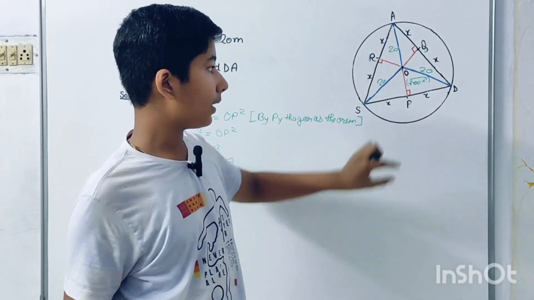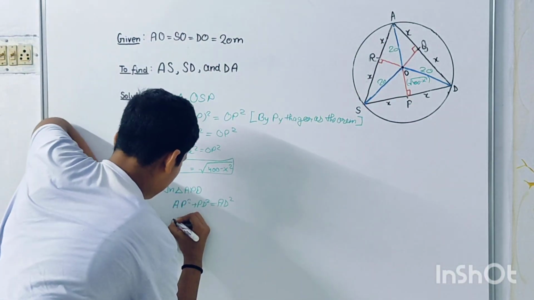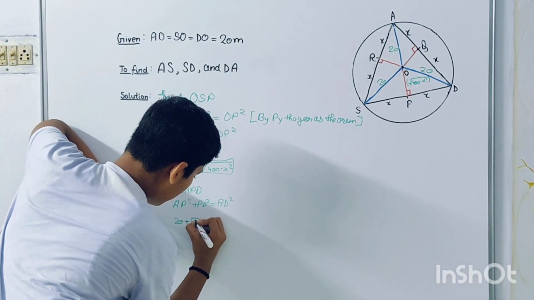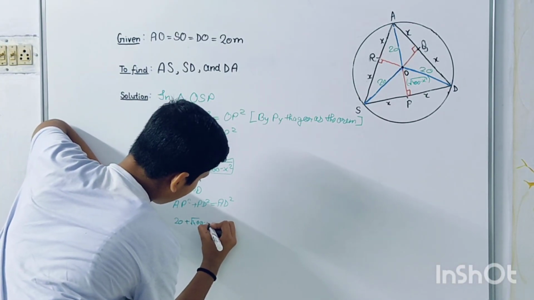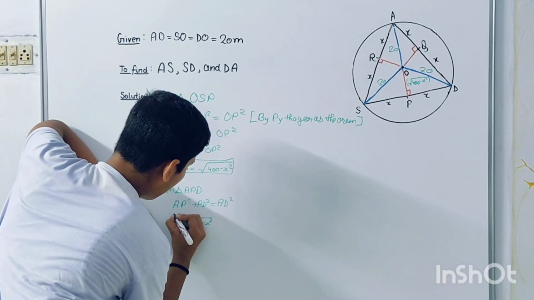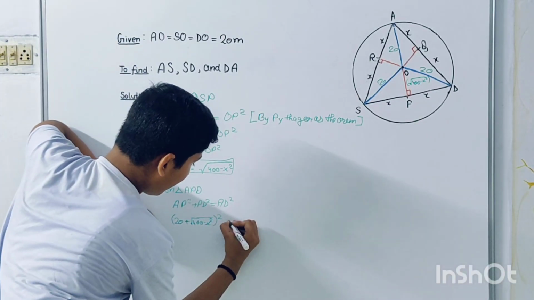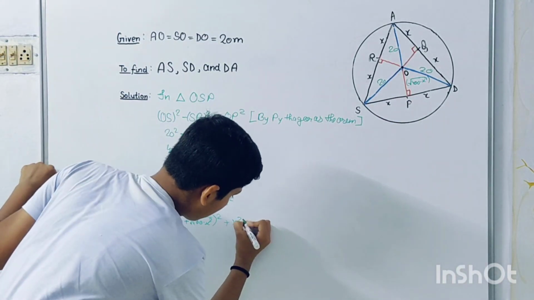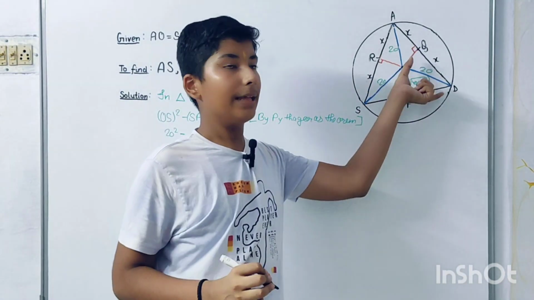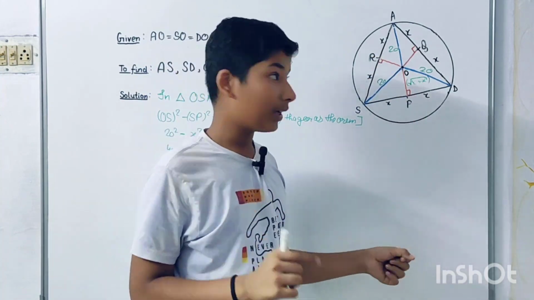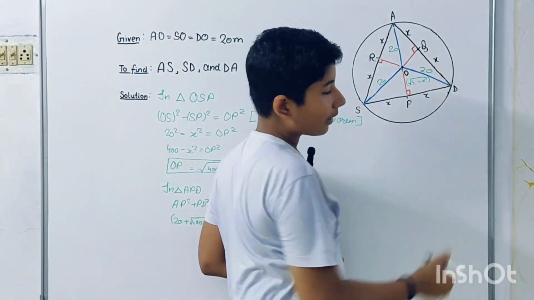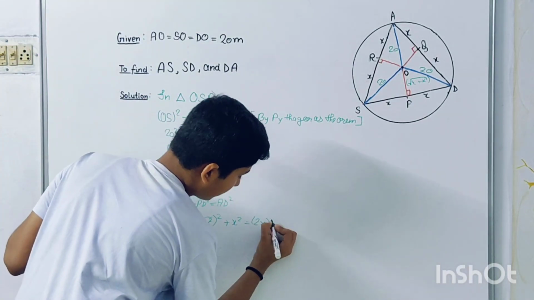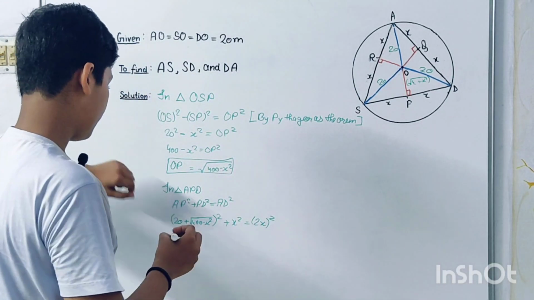So AP square means 20 plus root 400 minus x square, whole square, plus PD square. PD square is x square, equals this whole length, AD square. What is AD over here? AD is x plus x, means 2x whole square, which will be 4x square.